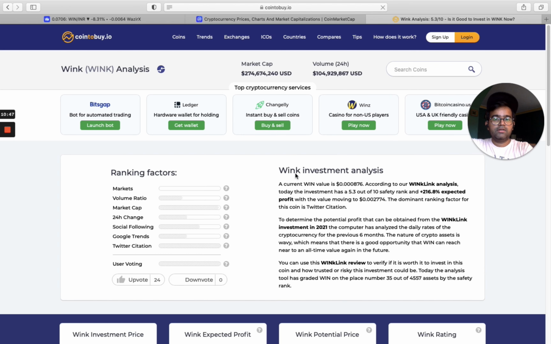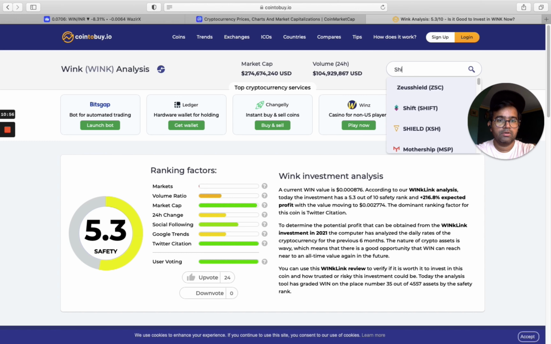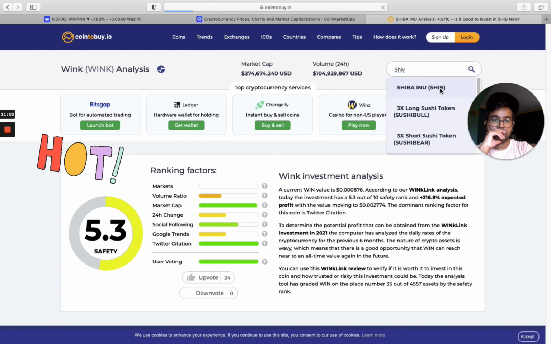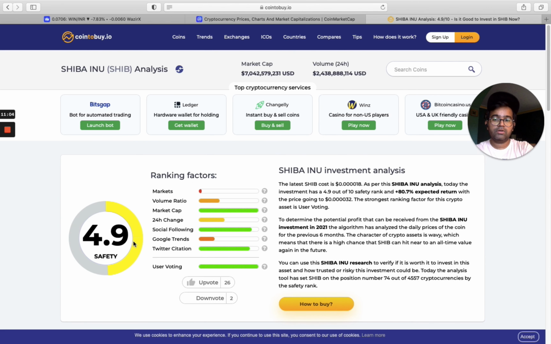It updates. It tells you about the coin. Gives you safety. Let's say, I think all of us have heard about this coin called Shibu right now, which is a hot coin at the moment. So let's look at Shibu. Let's see what Shibu says. Here we go. It's got a safety rating of 4.9 because it's a highly risky coin at this stage.